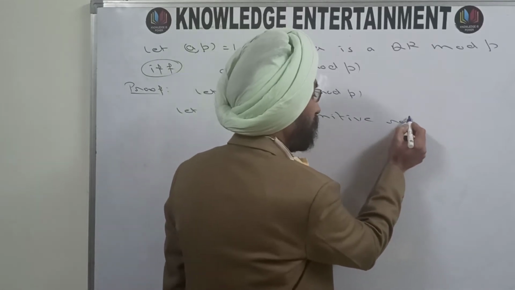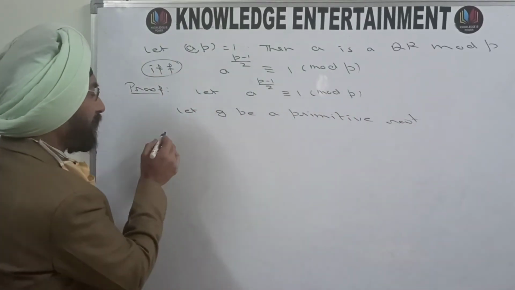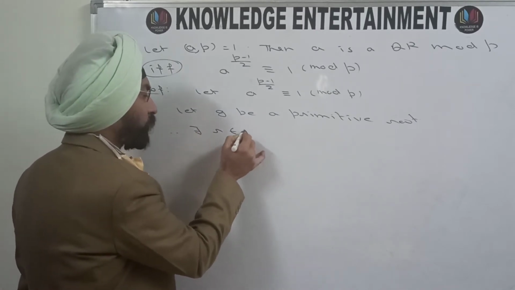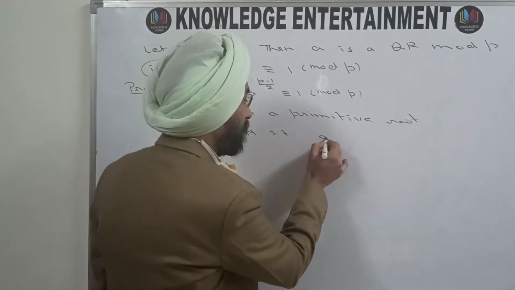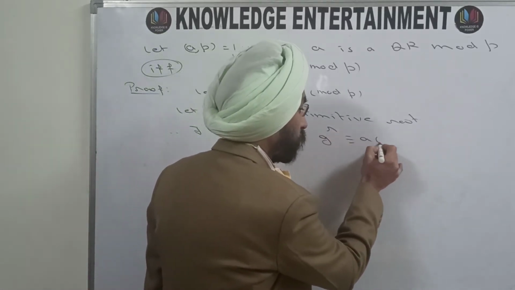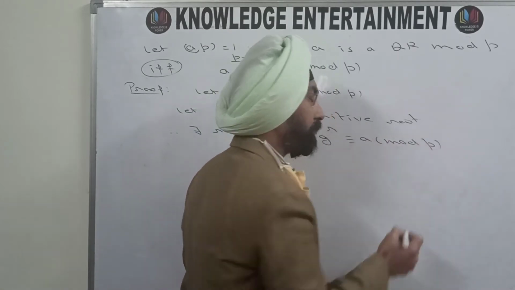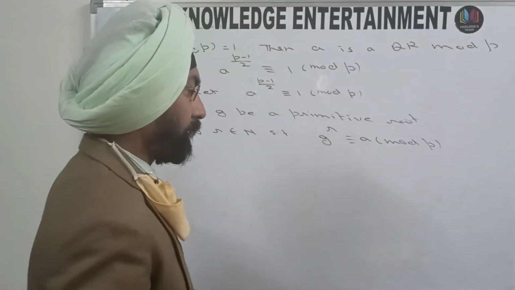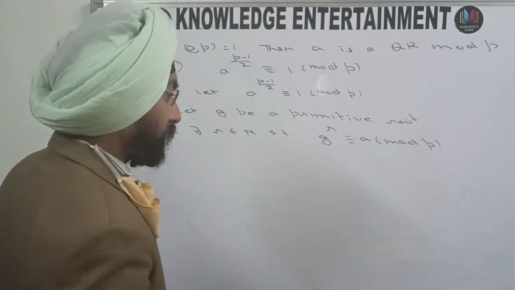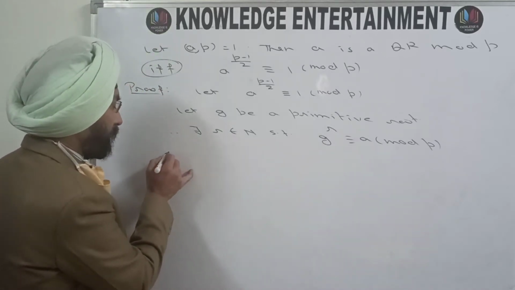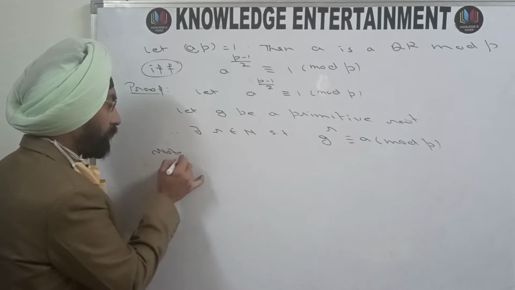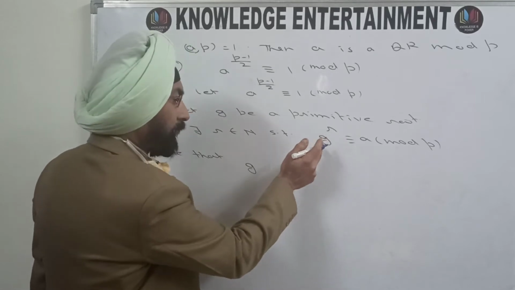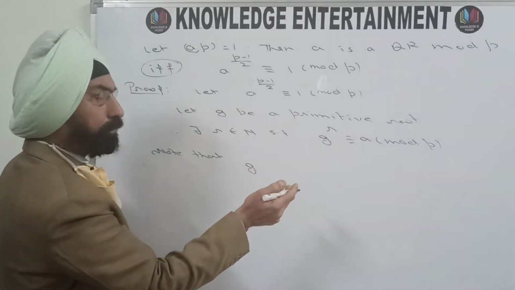Let g be a primitive root, then definitely there exists some natural number r such that g raised to the power r is congruent to a modulo p, because these are primitive roots, so this will be definitely satisfied. Now, g raised to the power phi p. Note that, raise both sides to the power (p minus 1) by 2.